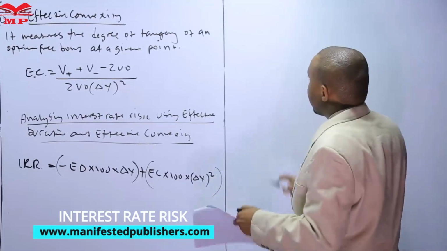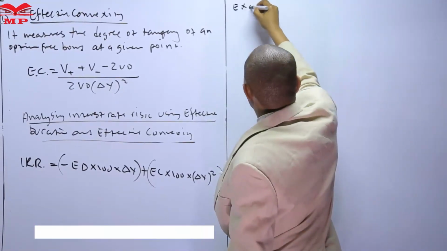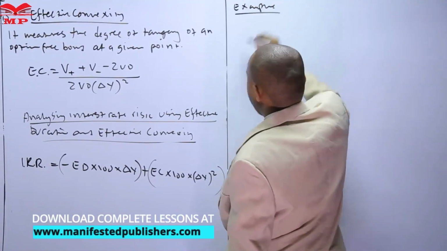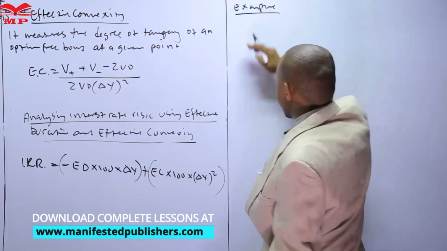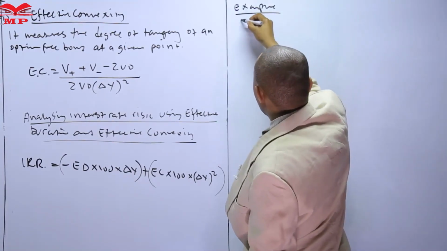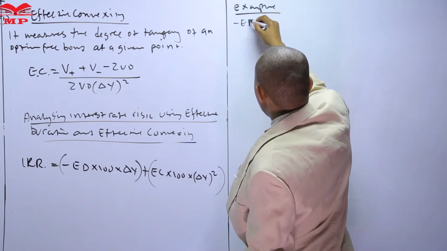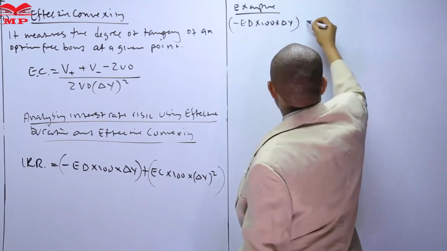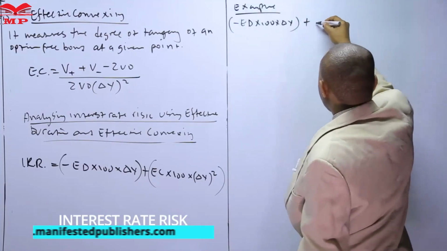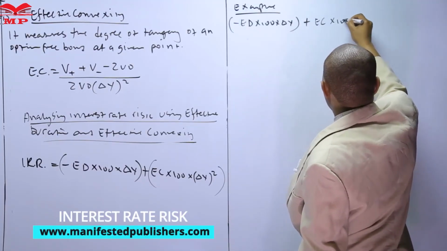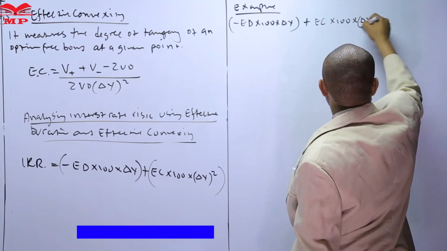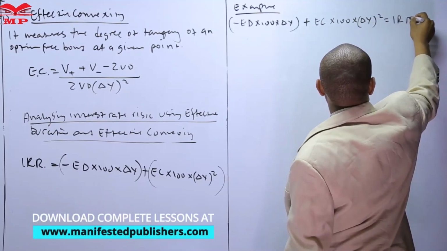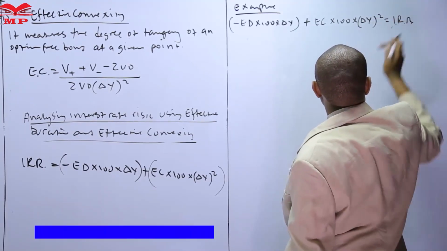Right here, we say example. We've already been given the example, so now we're just going to solve the question. We know that it is minus effective duration times 100 times change in yield, like that, plus effective convexity times 100 times change in yield squared, is equal to the interest rate risk, how we can measure interest rate risk.